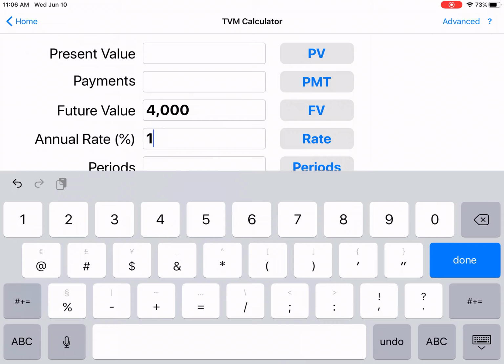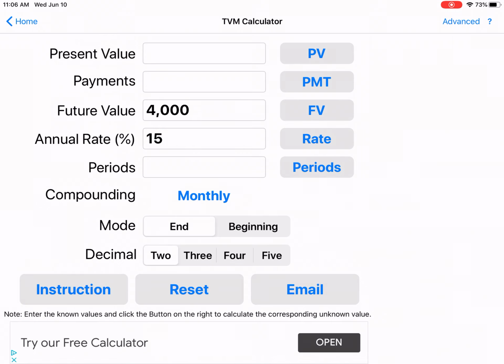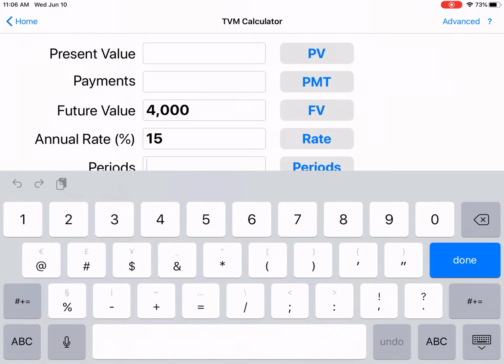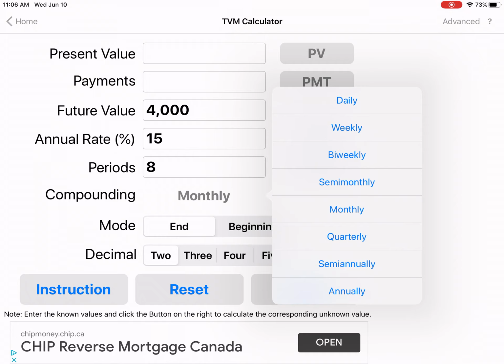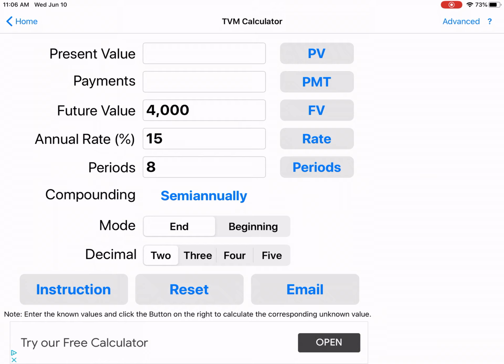So 15%. We saw that the periods was 8, 4 years, semi-annually. Compounding, I have to change that now. It's not monthly anymore, it's semi-annually. That's the second from the bottom one here. Switch it to semi-annually. I'll still leave payments blank.